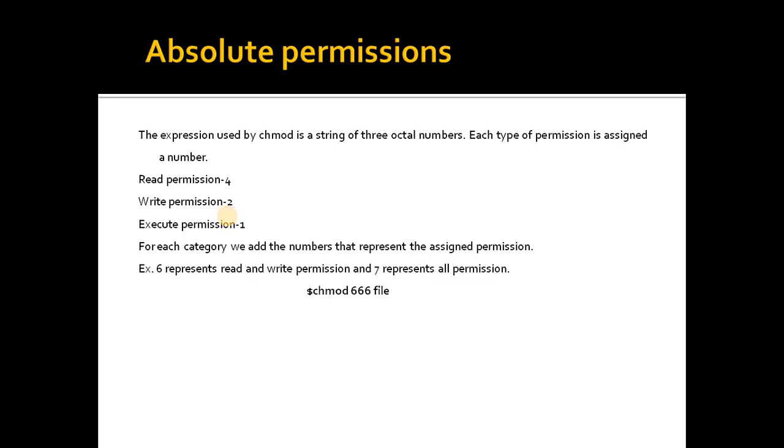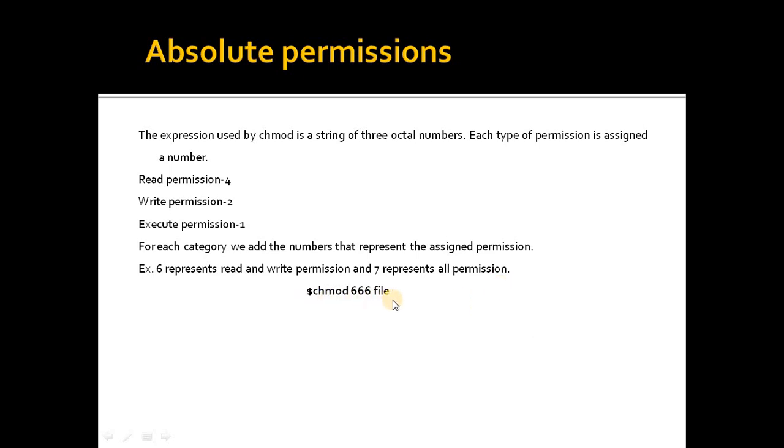For each category we add the numbers that represent the assigned permissions. For example, 6 represents read and write, means read permission 4 plus write permission 2. 4 plus 2, 6. Understood? So this 6 means 4 plus 2. And 7 represents all permissions, that is 4 plus 2, 6 plus 1, 7. So 7 represents all permissions.